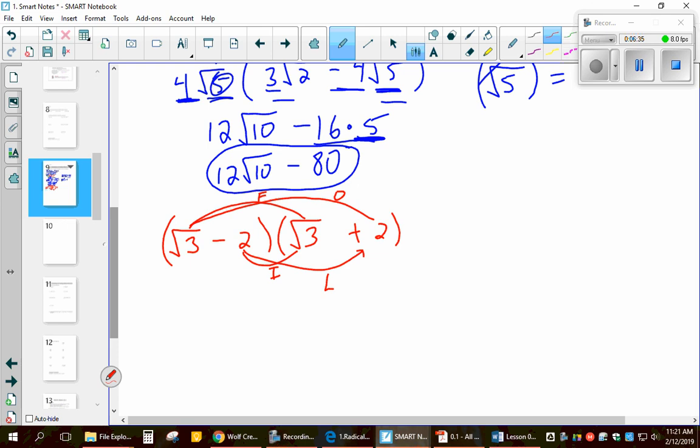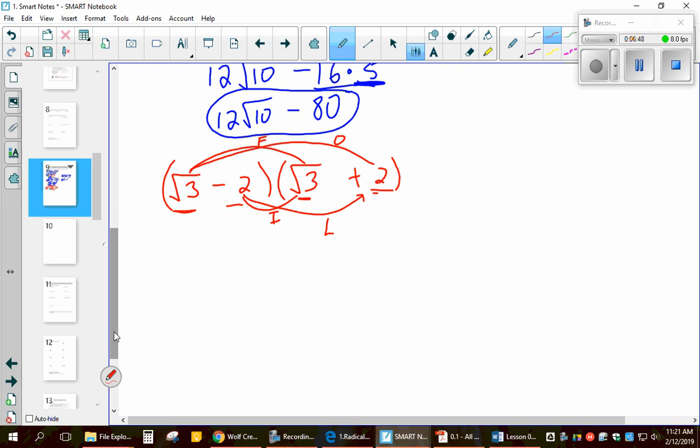So FOIL, right? But really what it is, I just need to multiply this root 3 times both of these, and then this negative 2 times both of these. That's really all that's happening there. So we're going to have 4 different terms when we're done, and then we'll have to collect like terms at the end. So we've got root 3 times root 3, which would be just 3, the number 3. We just talked about that.